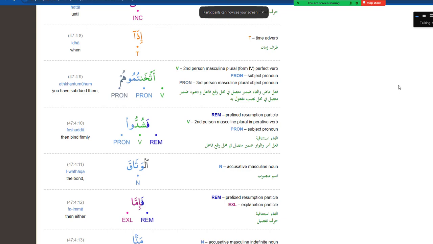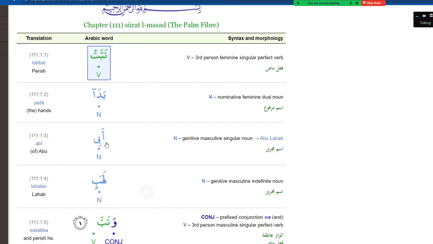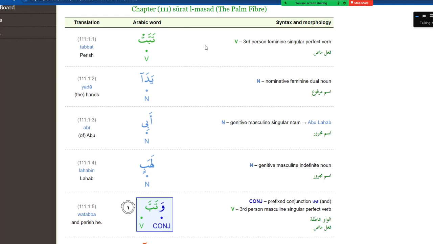So let's take the example of muddu, right? Antum, second person masculine plural. We have idha athkhantumuhum fashuddul wathaq. When you have subdued them, then bind firmly the bond. Shuddu is like muddu, right? This is the example for that. Tabbat yada abi lahabin wa tabb. Tabba, perish. Tabbat. What is this? This is third person singular. Tabbat.